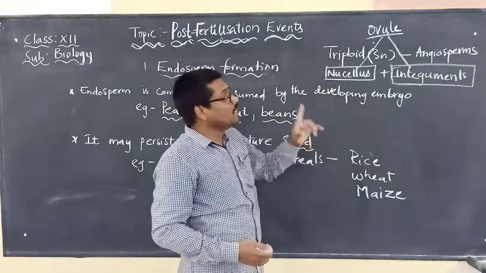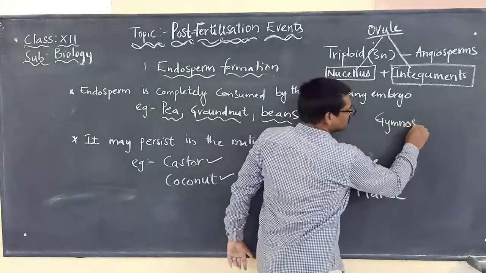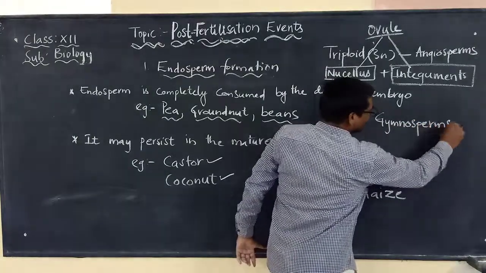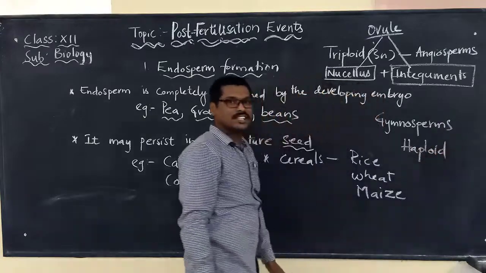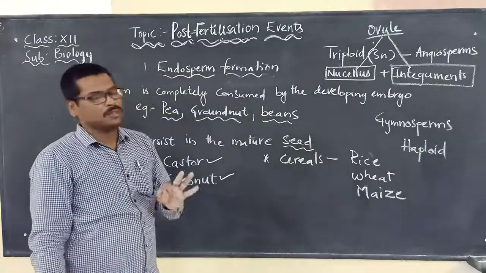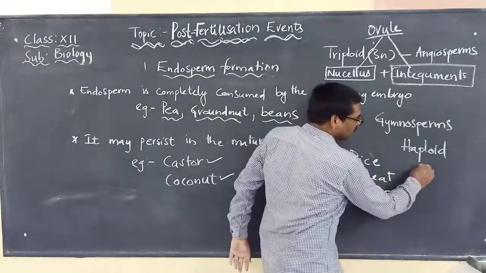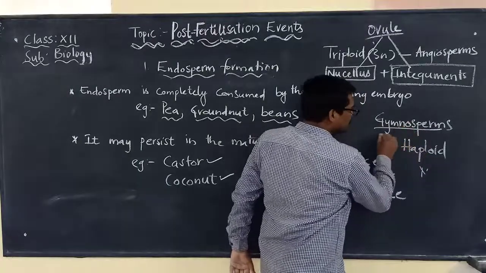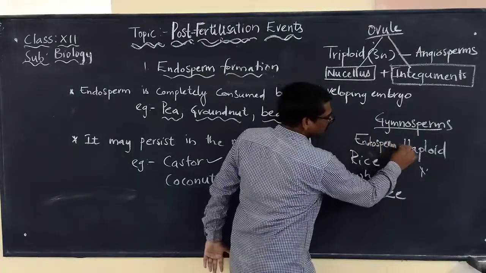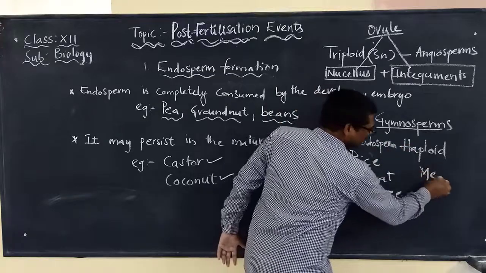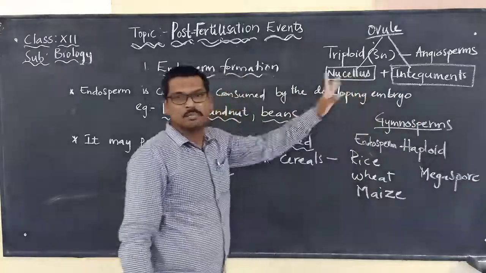But please remember, in gymnosperms, the endosperm is haploid only, formed from the megaspore, by repeated division of the megaspore. Please remember, the endosperm of the gymnosperms is haploid, formed from the megaspore. Please remember this, which is a very important point.